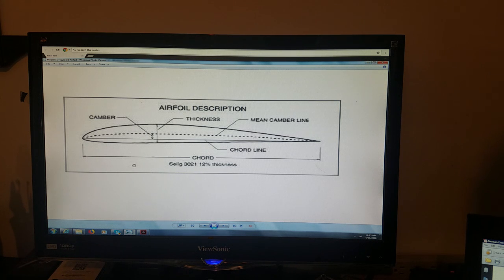Then, before I go any further on the wing aspect, I'm going to bring up at least three elements that we need to discuss to understand basic aerodynamics.